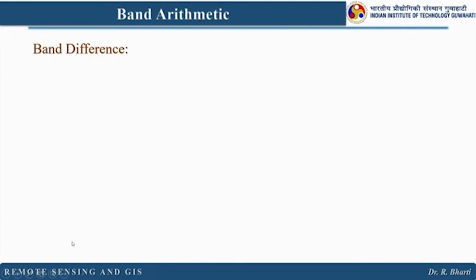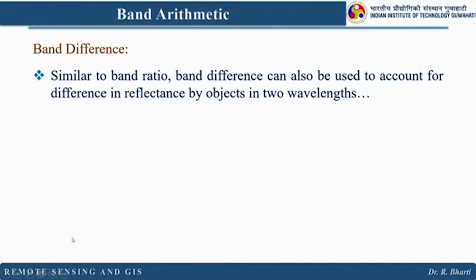So next one is band difference. It is similar to band ratio. Band difference can also be used to account for differences in reflectance by an object in two wavelengths. So you have seen the spectra. If you want to highlight based on the difference, that is also possible. So you simply run this band 1 minus band 2. That will give you this band difference.